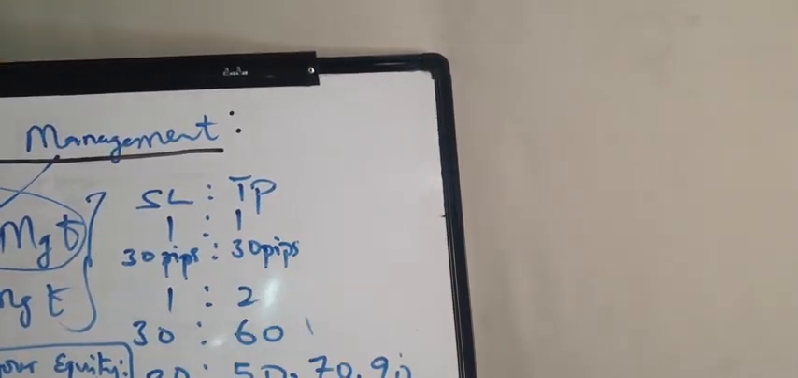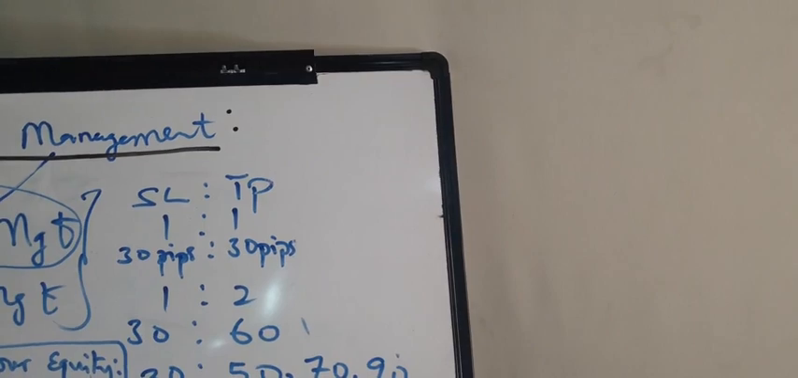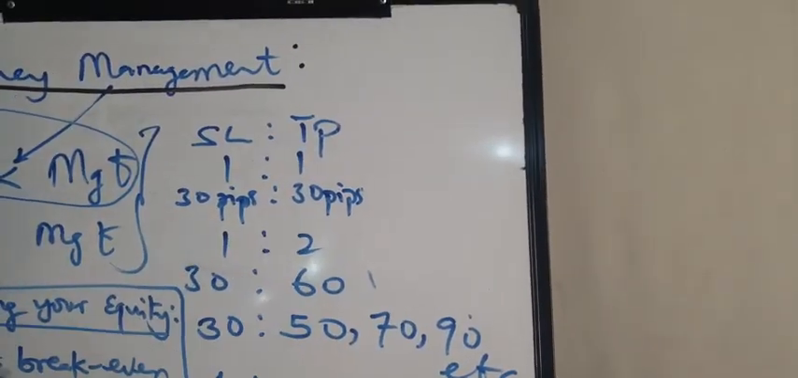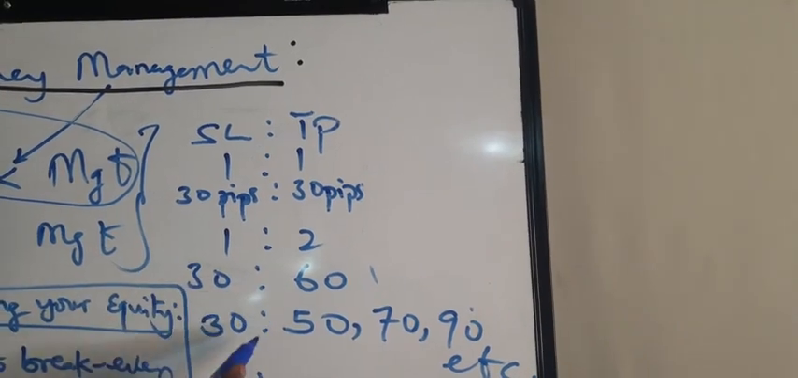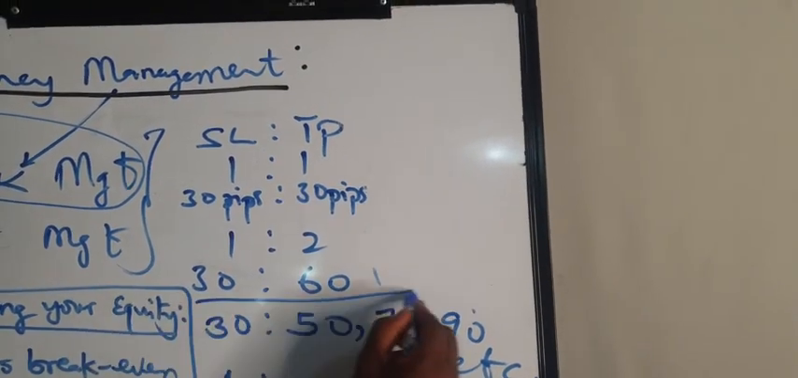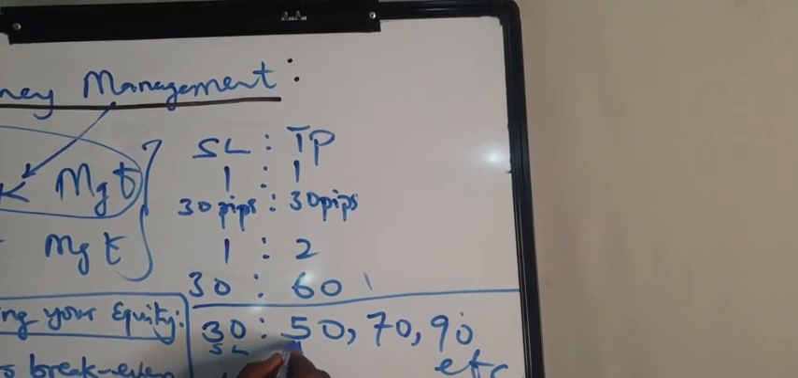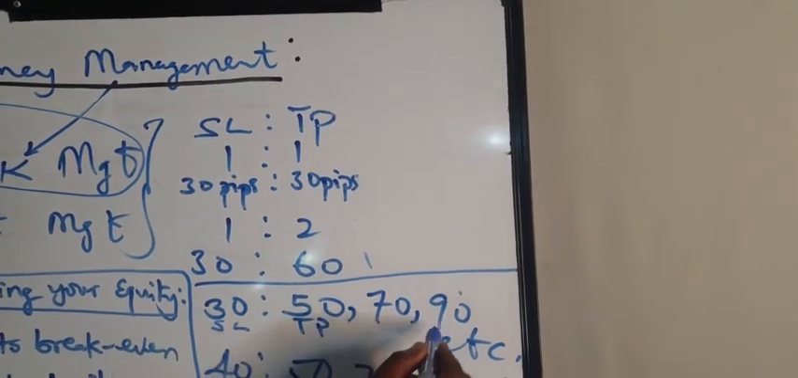No, that's when you don't know how to trade. So I decided to bring these irregular ratios. This is ratio 1 to 1, 30 pips to 30 pips. Ratio 1 to 2 is saying 30 to 60. Now I'm saying you can do this 30. When you reach 30, you could be aiming for just 50 pips or 70 pips or 90 pips.